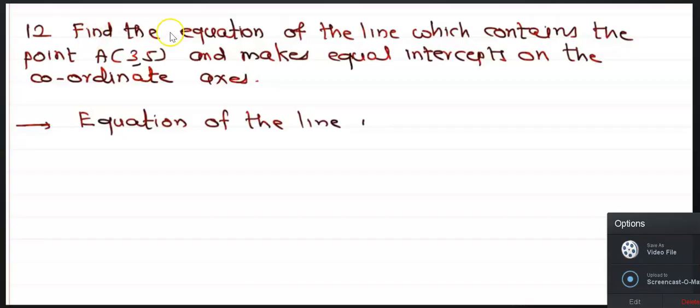Now look here, find the equation of the line which contains the point, means that the line passes through the point, and also that line makes equal intercept on the coordinate axis. So here we apply the double intercept form, take both intercepts equal, and substitute this point. You will get the value of that intercept and the answer.